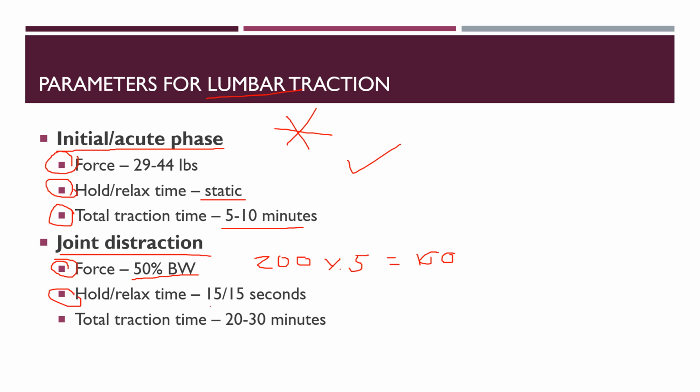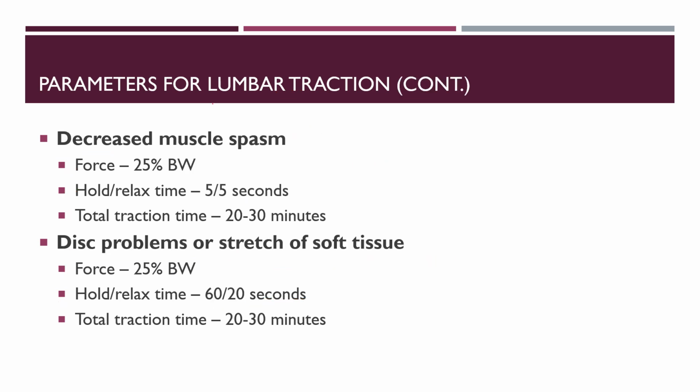For our hold relax time, it's a 1-to-1 cycle, but we're going to use just 15 seconds on, 15 seconds off. And you can see our total traction time is 20 to 30 minutes. This is the highest force that you'll see for joint distraction, still looking at the lumbar spine here.